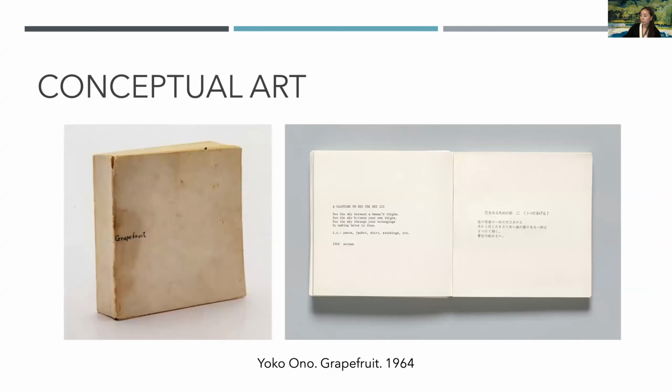This is Yoko Ono's Grapefruit, which is a conceptual artist book. An artist book is a work of art that is based on the idea of a book and what a book does. And we accept that books are made of paper, are bound, and contain information. And the artist book plays on these truths. That is conceptual art.